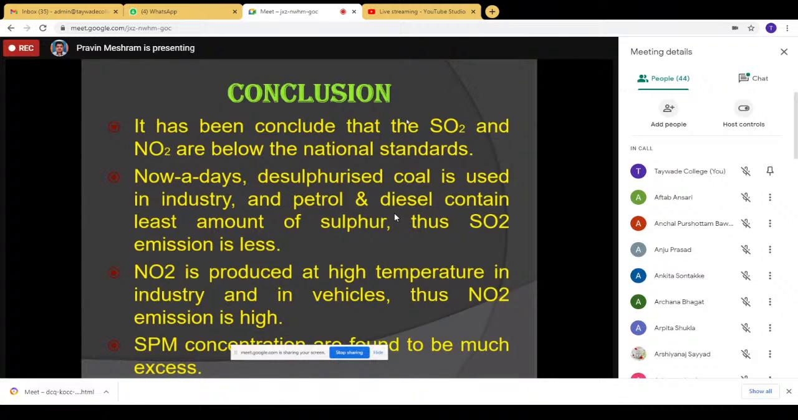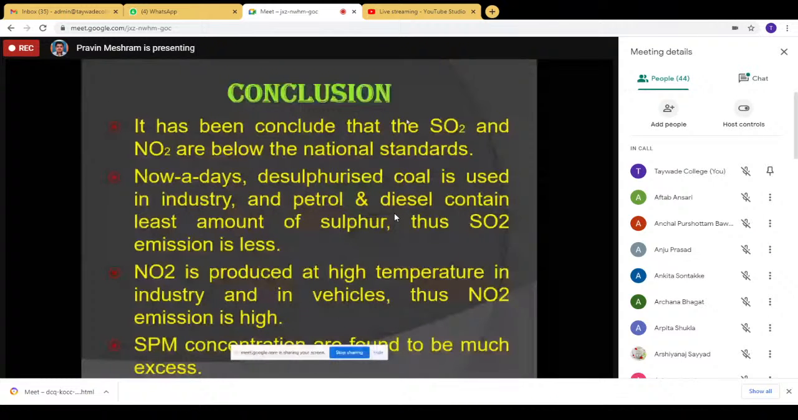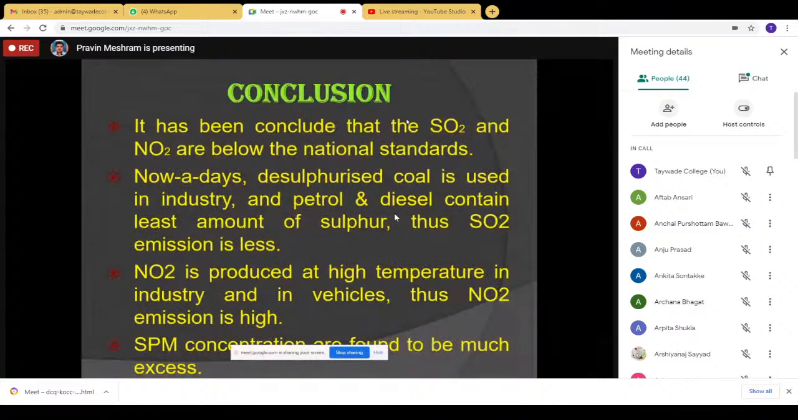Now let us come to NO2. NO2 is a product formed at high temperature in industry, and it mainly comes from vehicles, especially 2 and 4 wheeler petrol and diesel driven vehicles. Thus NO2 emission is very high. The SPM concentrations were also found to be in excess. Mainly in our Nagpur city, we have higher amounts of NO2 as well as SPM, which is suspended particulate matter.